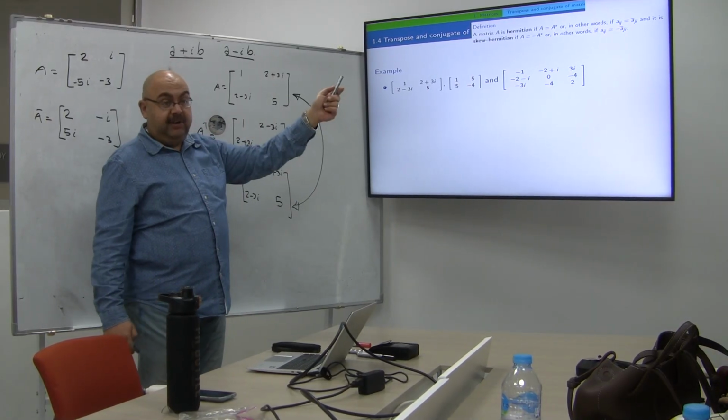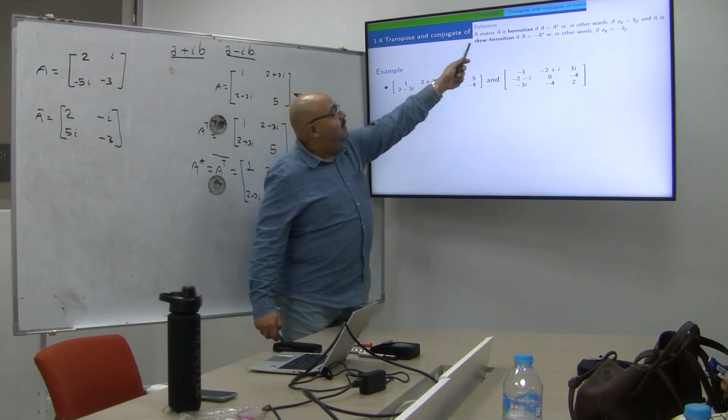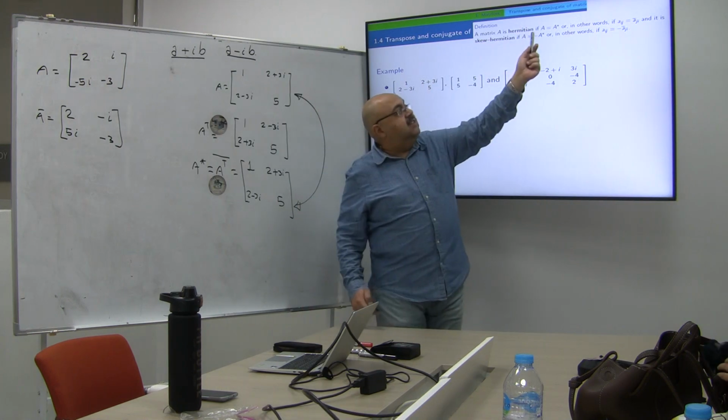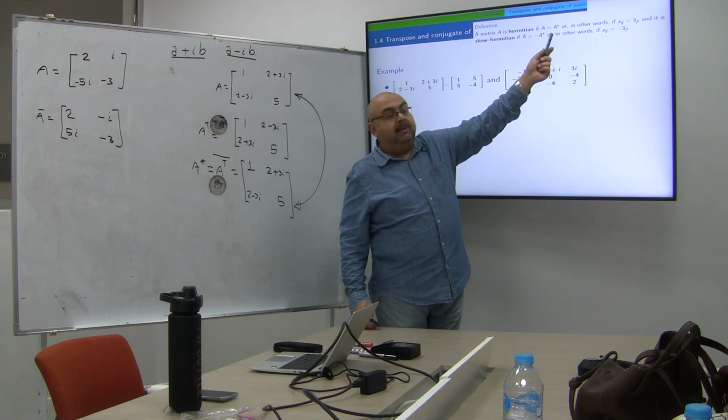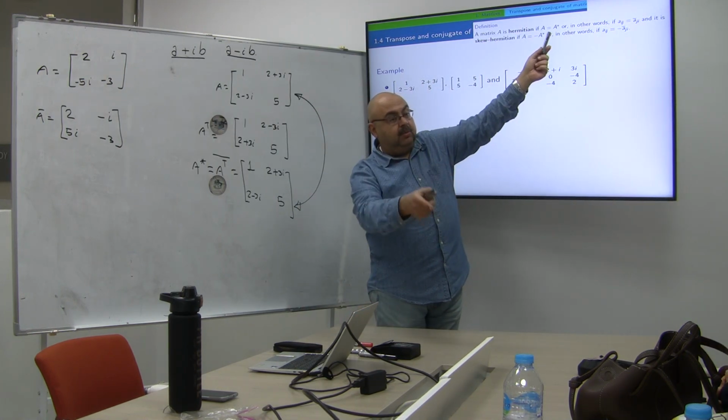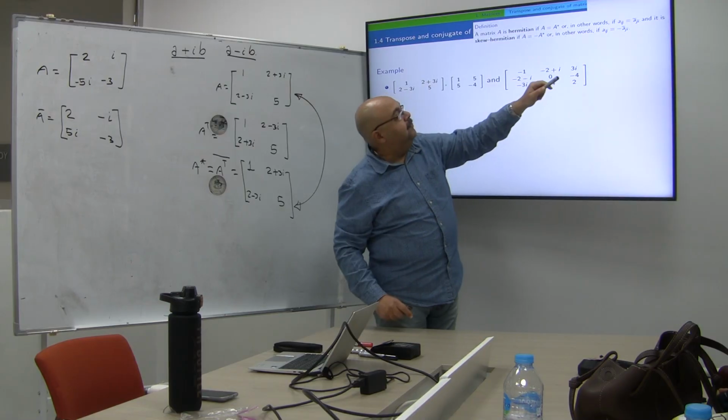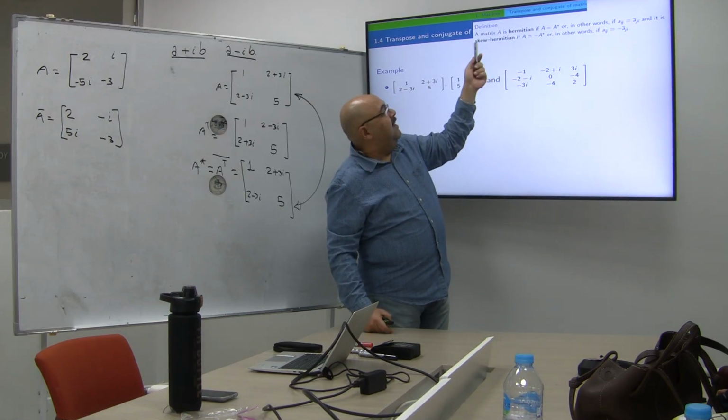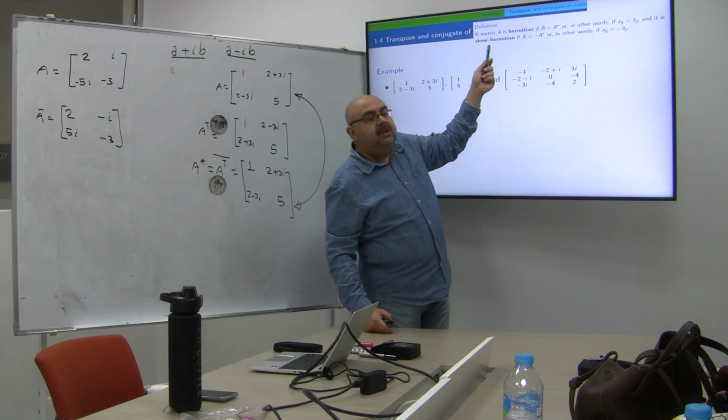I already gave you the definition. Any matrix is Hermitian if A is equal to A star. What do we mean by A star? Getting the transpose, then the conjugate. It will be the same. Also, you have a skew Hermitian or anti-Hermitian matrix.